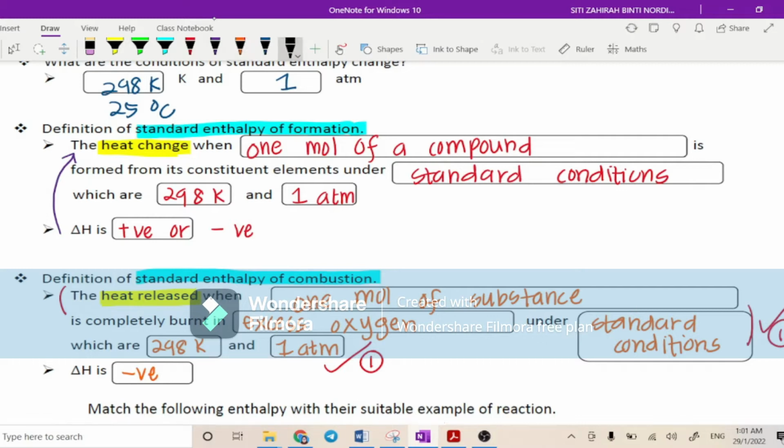Then I want you to make big stars on these two definitions. These two are definitely the most favorite definitions for chapter 2. Just remember that when the question asks you the definition for the standard enthalpy of any enthalpy, be it either formation or combustion, you must take all the conditions as well, in order for you to get 1 mark.